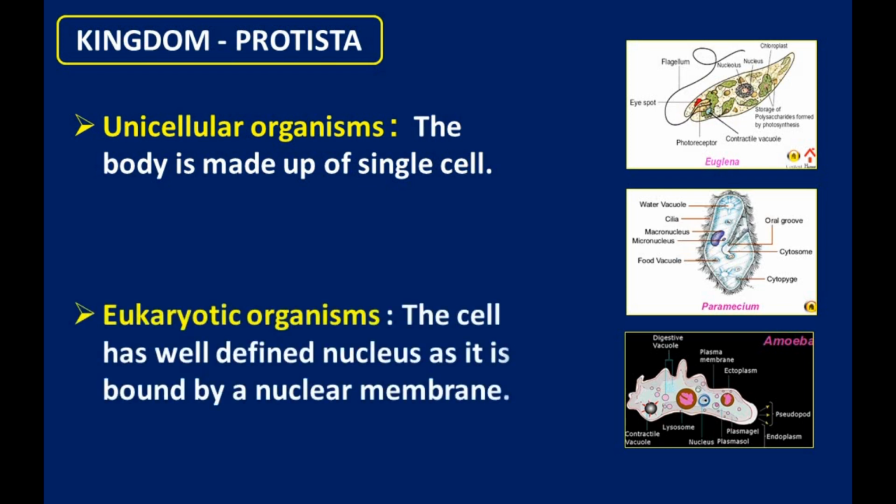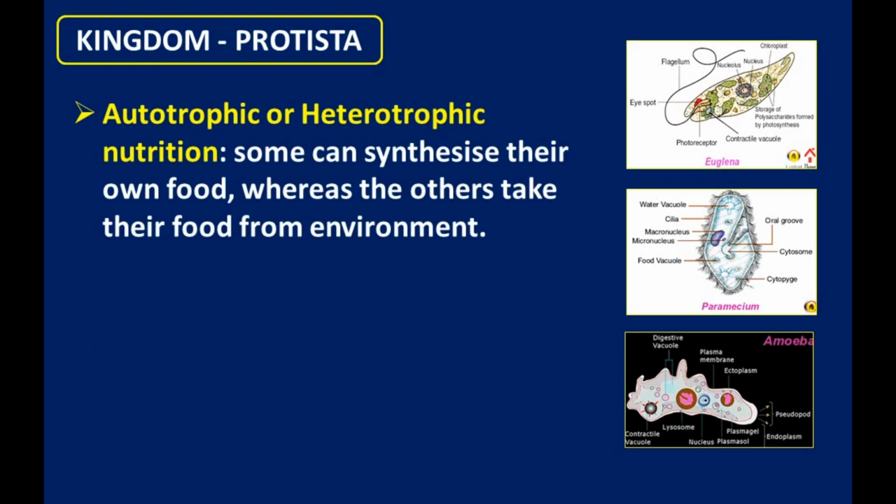These are eukaryotic organisms. It means their nucleus and cell organelles are well defined by nuclear membrane. They have autotrophic or heterotrophic nutrition. Some can synthesize their own food, whereas the others take their food from environment.